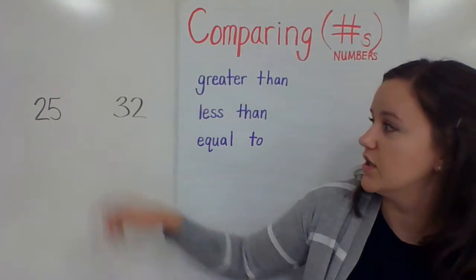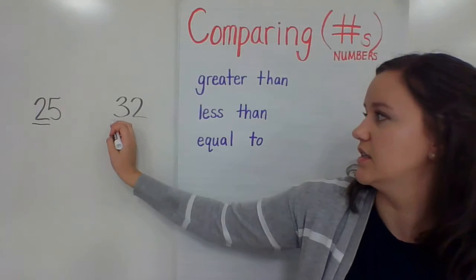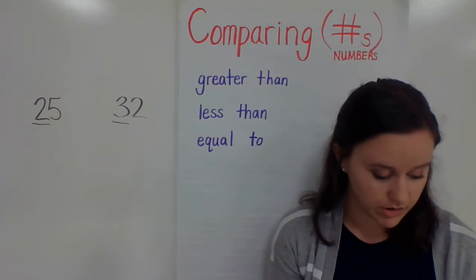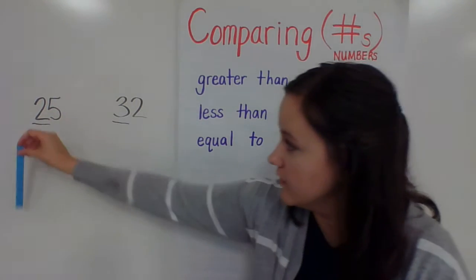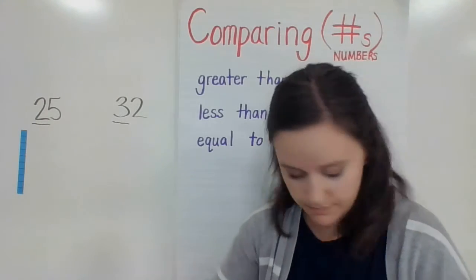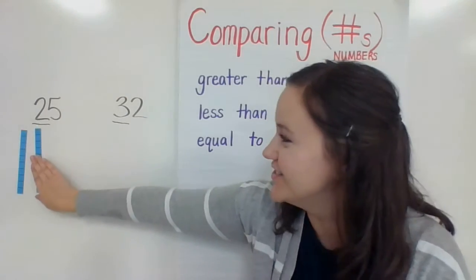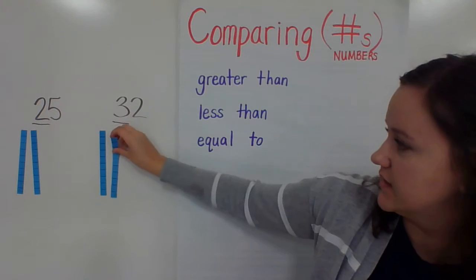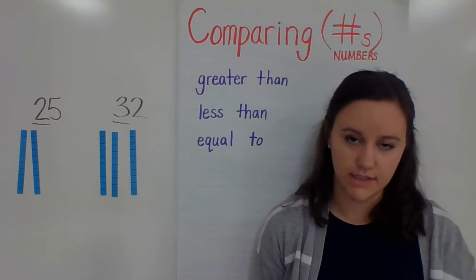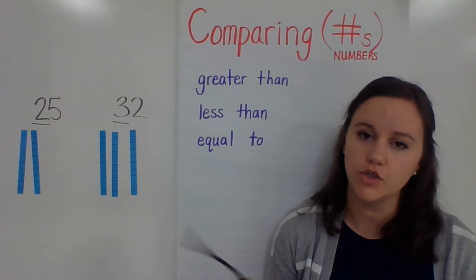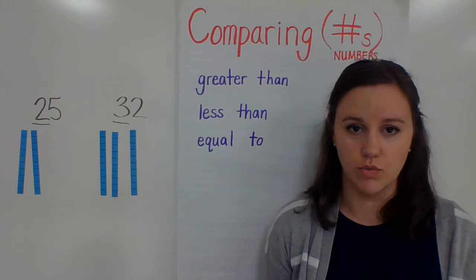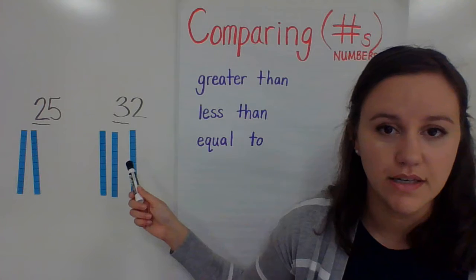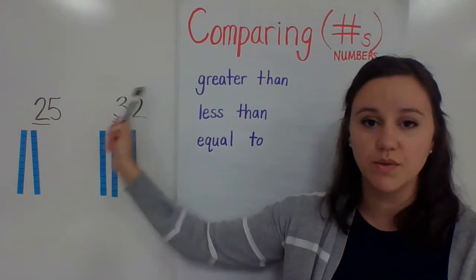When we compare numbers, it's very important that we look at the tens place first, and we can use the tens place to help us compare numbers. So 25 has two tens. And then 32 has three tens. So you can answer out loud, which one has more tens? 32 has more tens. So 32 is the one that's greater.